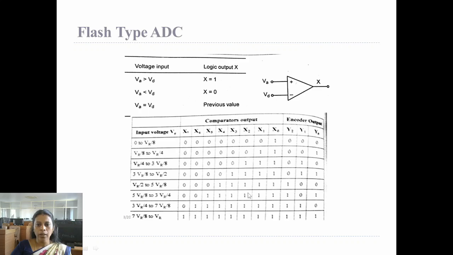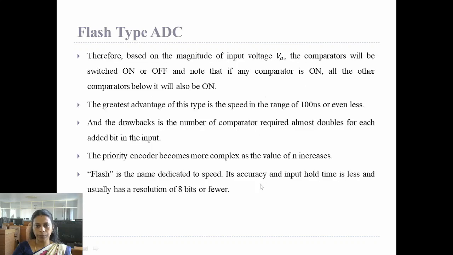This is how the output goes on increasing. Since the analog input varies in nature, the encoder output will also vary accordingly. Here we have only 3 bits, ranging from 0, 0, 0 to 1, 1, 1. The comparators compare the unknown value with a known value, which makes the comparator outputs on or off.